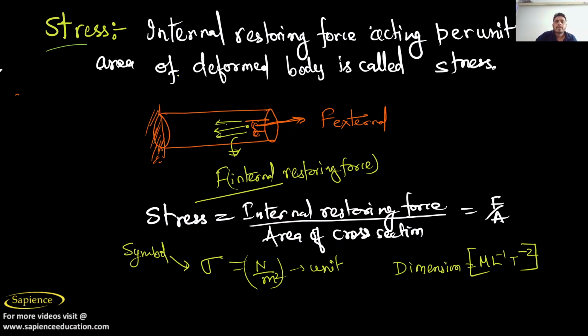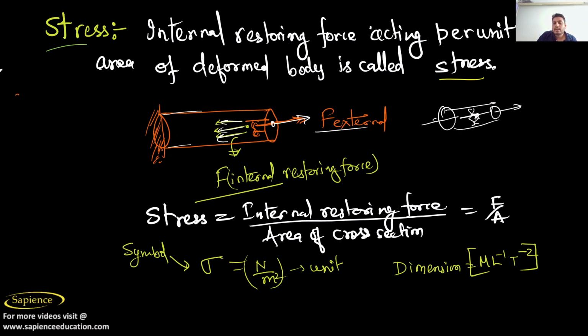Internal restoring force acting per unit area of a deformation of a body is called stress. What do you mean by this? See here, let us consider this is an object, and an external force is being applied here. So what will happen? Due to internal force of attraction, intermolecular force, it will try to restore. So definitely if you apply a force on any object, there is an intermolecular force of attraction that will act in the opposite direction, that is the restoring force. So the restoring force will act just opposite to it, right?